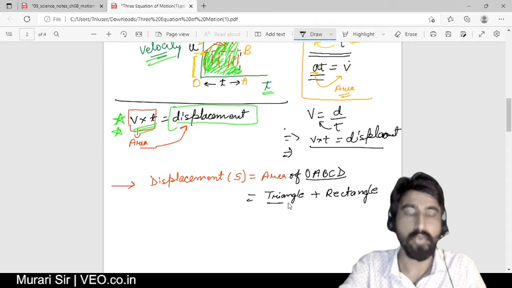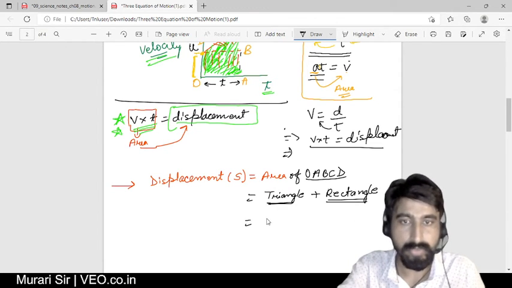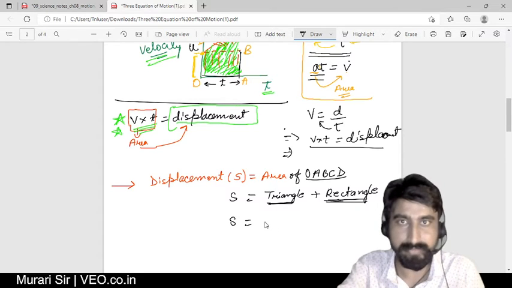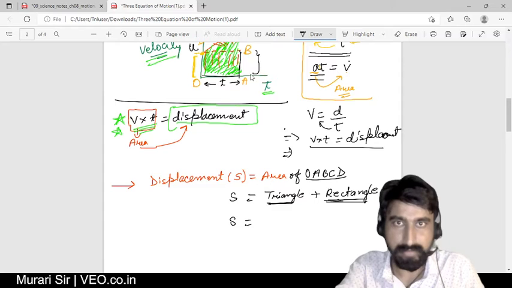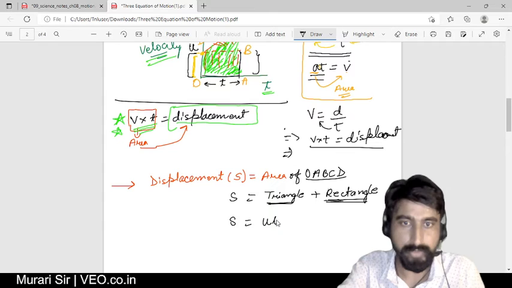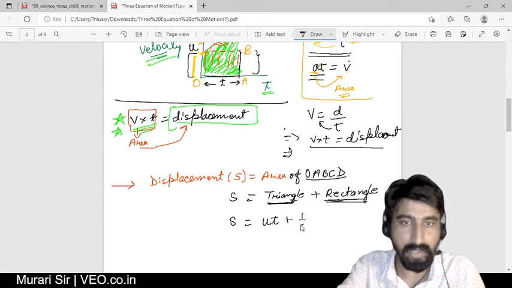All right, so the area of the triangle as well as the area of the rectangle, we will add these two and we will get what we want. Okay, displacement is equal to the area of the triangle plus the area of the rectangle. Let's write the area of the rectangle first. What is the area of the rectangle? Length into breadth. And what is the length? Time. And what is the breadth? This part is nothing but u. Okay, so it will be u into t plus. Next is the area of the triangle, that is half base into height.